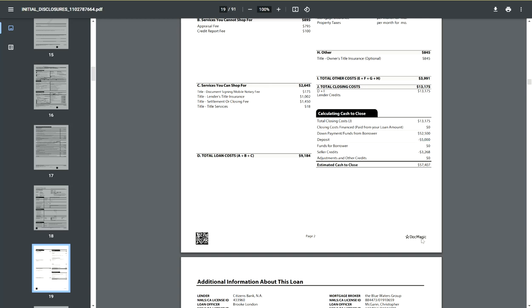And as I'm talking, I see here Doc Magic in the lower right-hand corner. So that is going to be the email address that this document comes from.